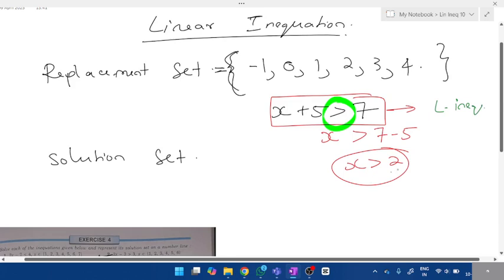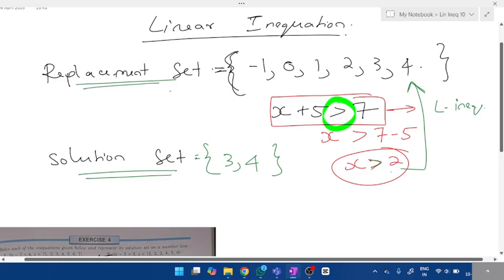Then what we do is compare this. You take x is greater than 2 and compare with the replacement set, the parent main set. Tell me all the values which are greater than 2, which are given in the replacement set. The answer is 3 and 4. That is known as the solution set. The replacement set is the entire set of values which they give. They'll give you a linear inequation, you solve it and get the value of x. Then you compare with the replacement set, and whatever answers are left, you write in the solution set.